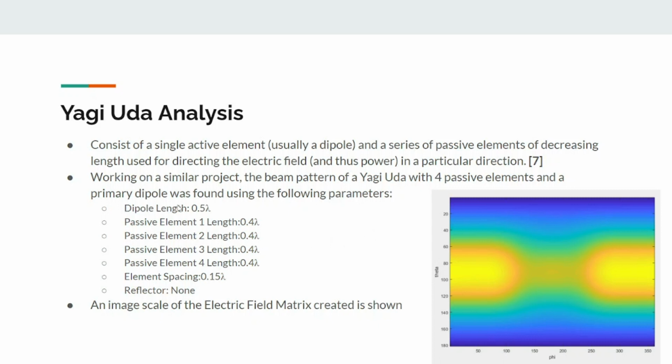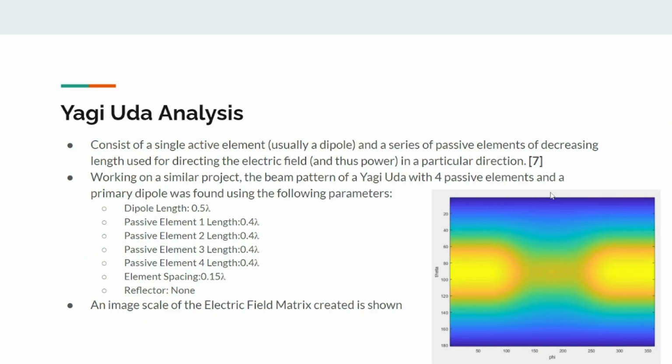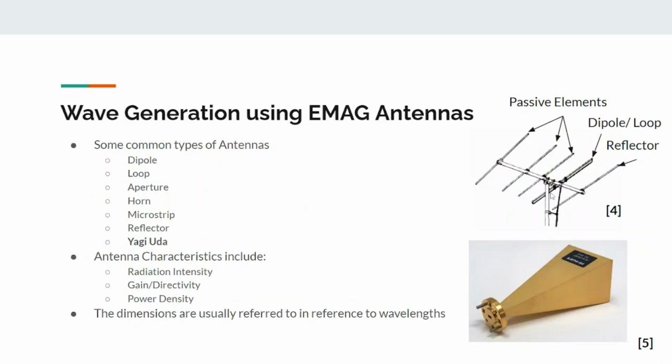But I want to stress that my dipole length was half a wavelength. My first passive element was 0.4, and all the passive elements are 0.4 wavelengths. The spacing between them was 0.15 wavelength, and there was no reflector. So usually if you go back to this one, there's a reflector, right? In my analysis, there is none. I just wanted to compare them first.